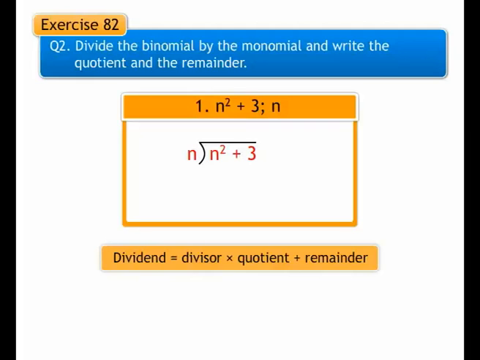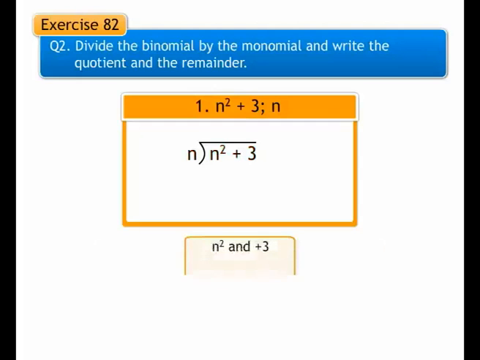Let's separate the dividend into two parts. While separating a binomial, never forget to separate it along with the sign. Here in our sum, the two parts will be n square and the other is plus 3. To solve this sum, we will divide n square with n, numerator-denominator form, that is, n square upon n. N square means n into n. By reducing we get n, which becomes the first part of our quotient.